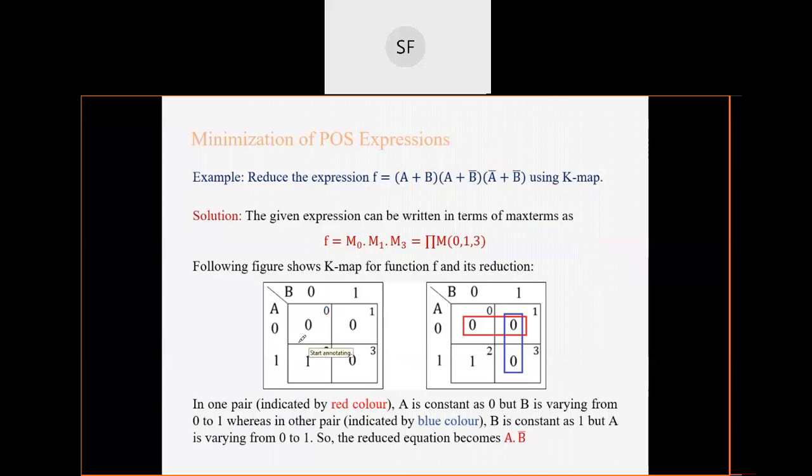Now once you are done with the mapping, you have to minimize. In order to minimize, you have to make the groupings. So now you understood that these two are adjacent, so you can combine them. Again these two are also adjacent, then you can combine them. It doesn't matter if this cell is getting repeated in these two groupings, but it's all right. Okay, you have to cover the maximum zeros.